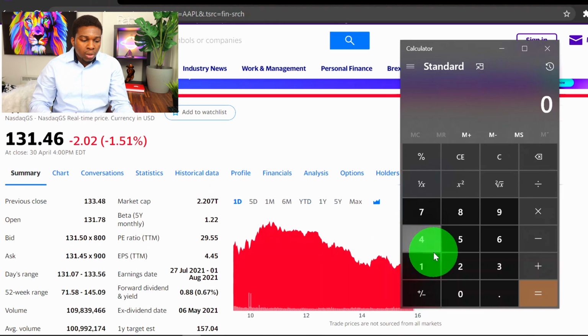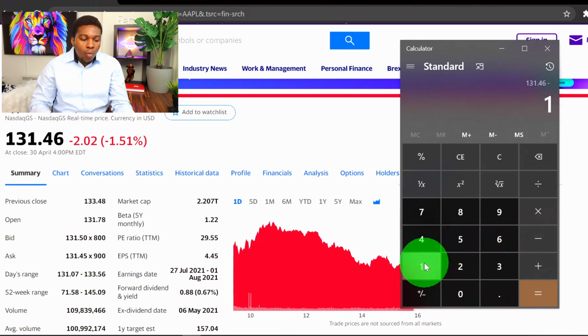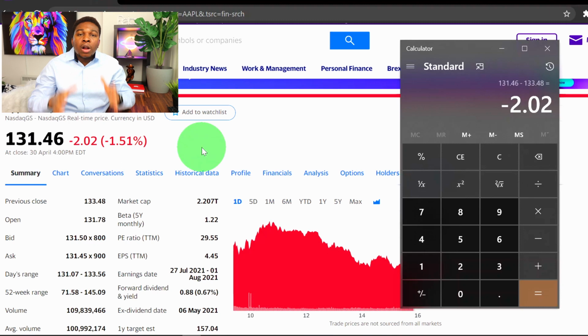Our current close, which is 131.46, minus the previous close, which is 133.48, would give us minus 2.02, which is the number we are seeing here. It's a way of telling us that the market is closing at a lower price than the previous day's close. The red number you're seeing in brackets is this difference between the current close and the previous day's close converted to a percentage.